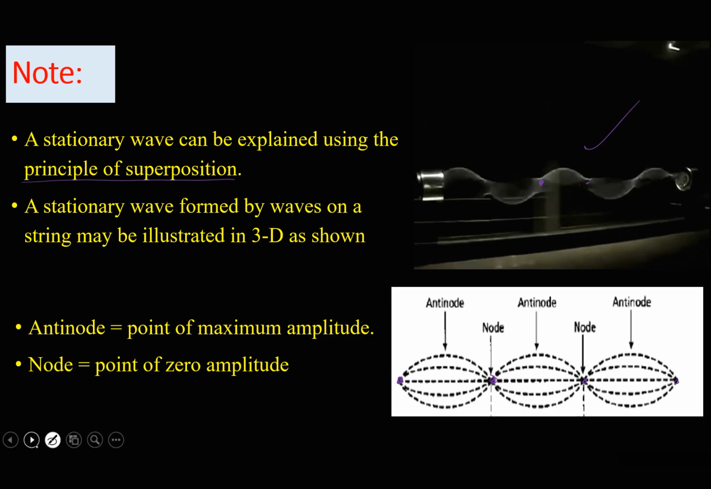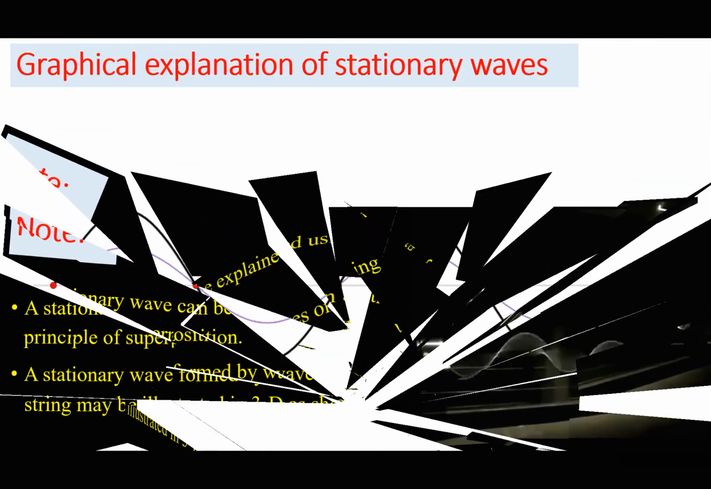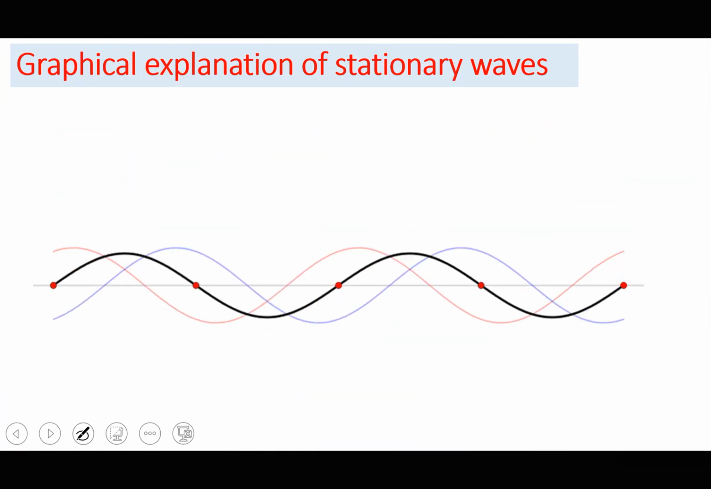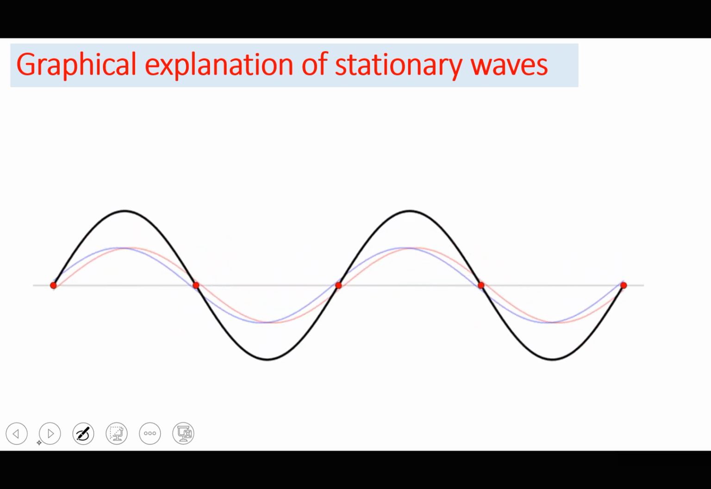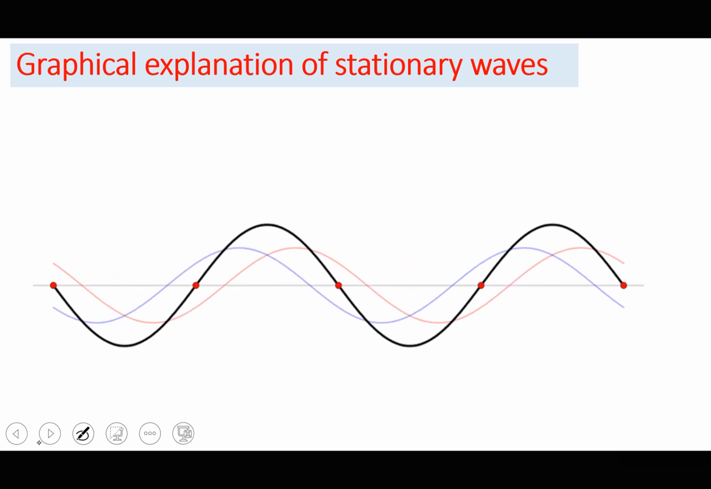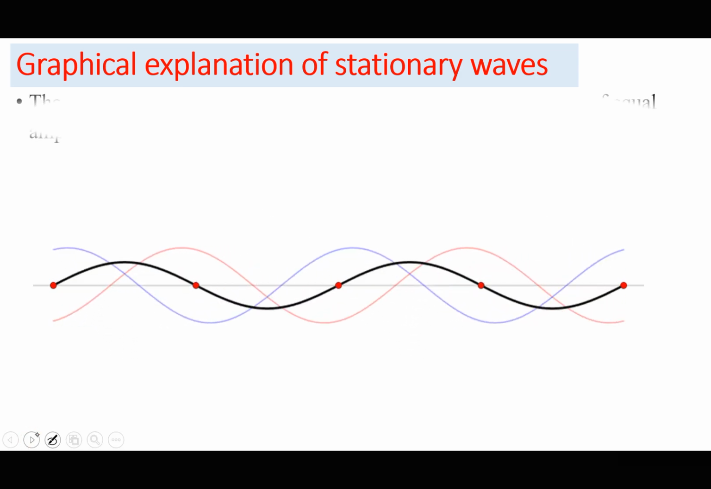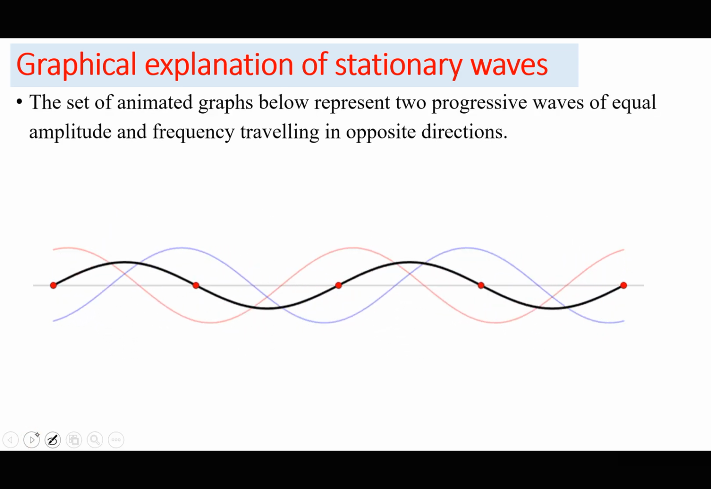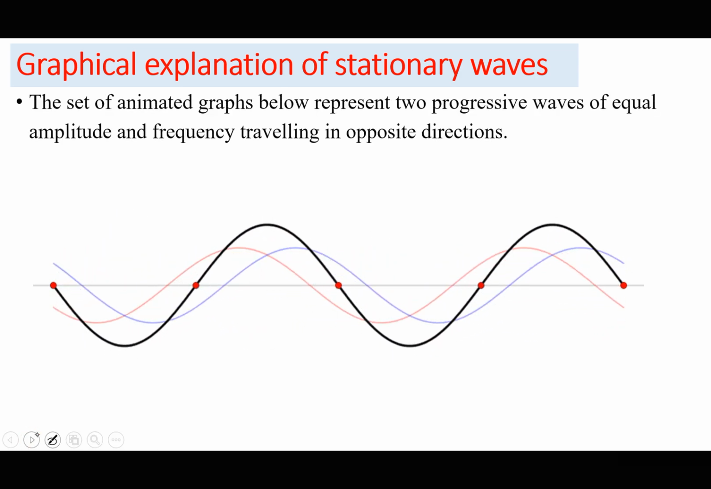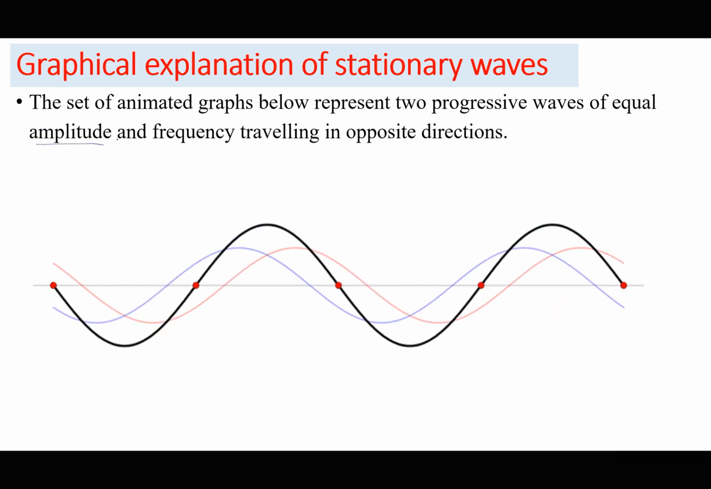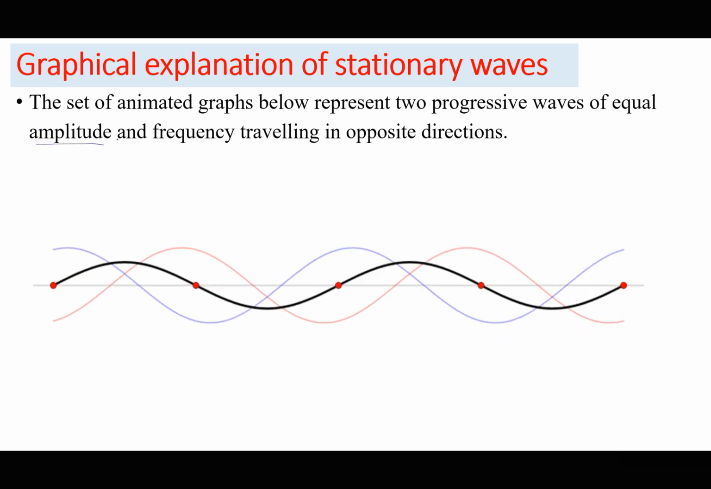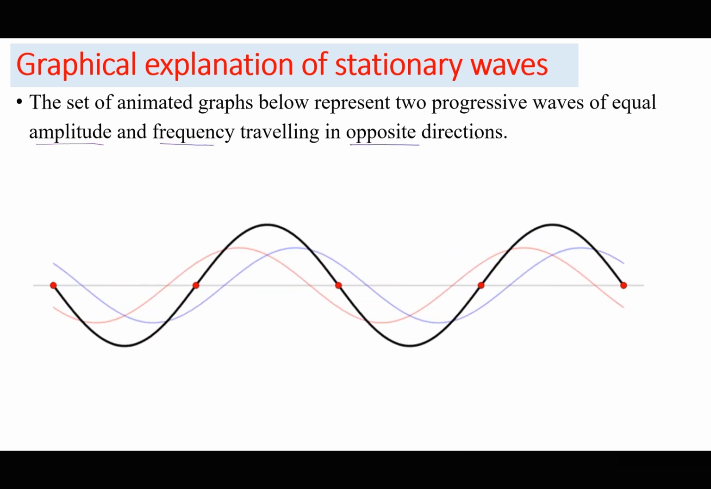So how do we graphically represent a stationary wave? The graphical representation of a stationary wave, I think, is the hardest part of stationary waves. The set of animated graphs below represents 2 progressive waves of equal amplitude, which means when there is destructive superposition, the resultant is 0. They have the same frequency, and they are moving in opposite directions.